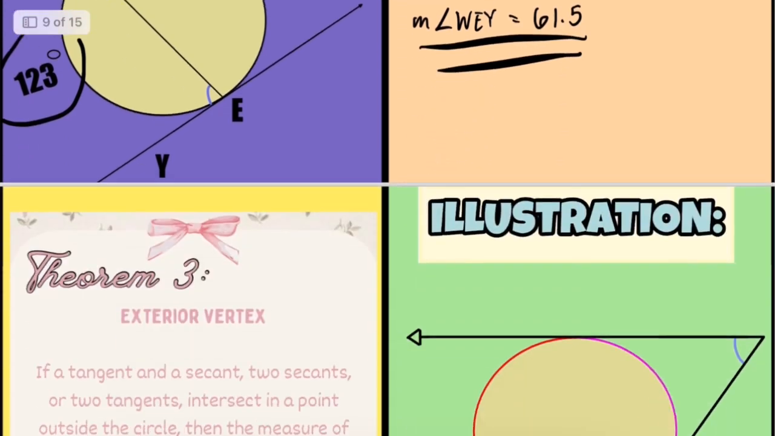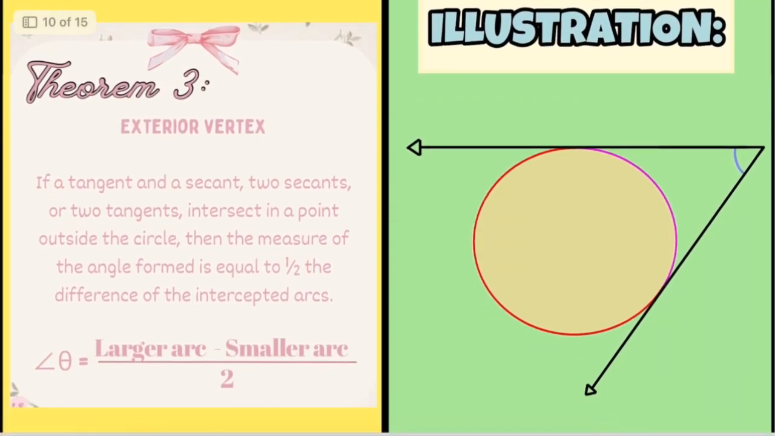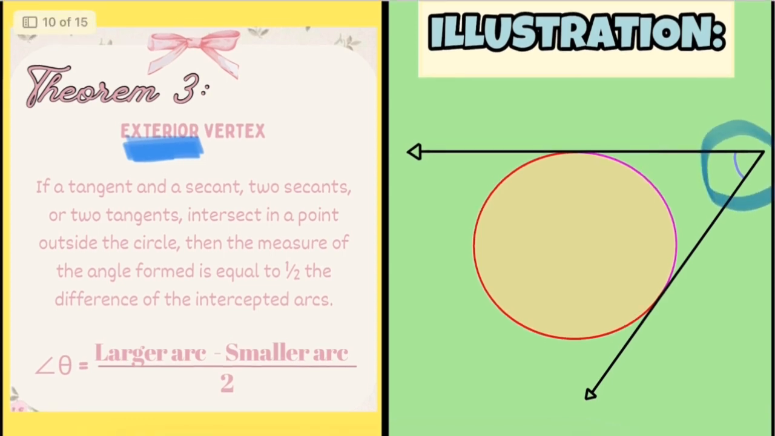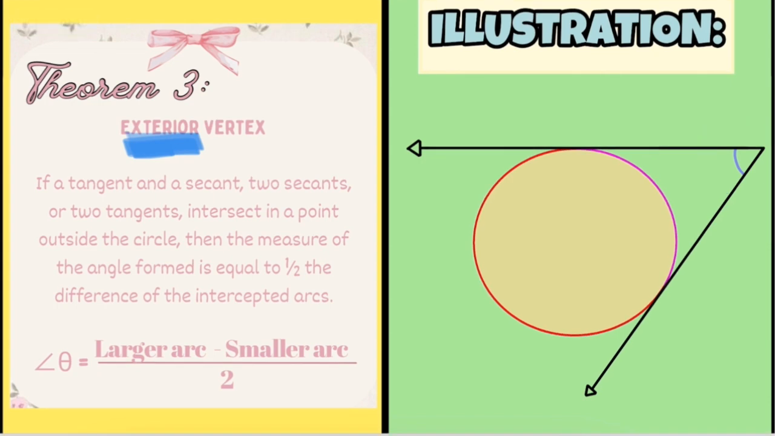Yay! Let's go. Exterior vertex at I, guys. So exterior vertex, sometimes this is the problem with kids. They tend to forget how to read. Exterior means outside, right? So the vertex is formed outside, or we find it outside. So the angle is formed outside.